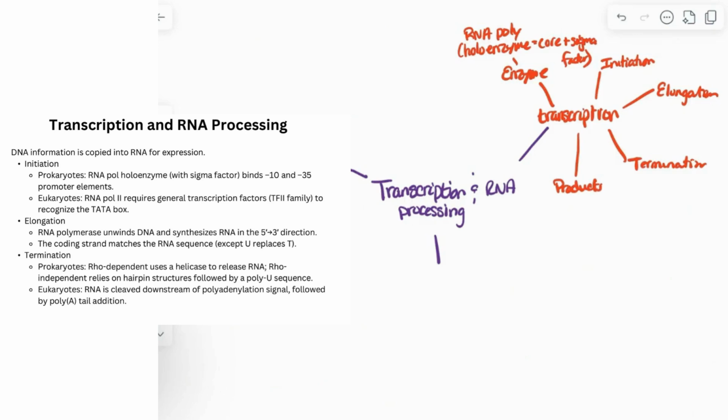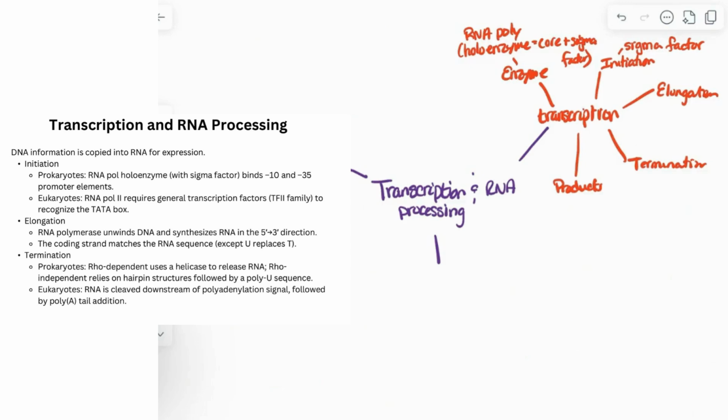Going back to initiation, we have the promoter recognition by the sigma factor. We are going to put sigma factor for short because we don't have a lot of space. In initiation for the prokaryotes, we have RNA polymerase holoenzyme with the sigma factor that binds to the -10 and -35 promoter elements. Then we have the eukaryotes. We have RNA polymerase 2 that requires the general transcription factors to recognize the TATA box.